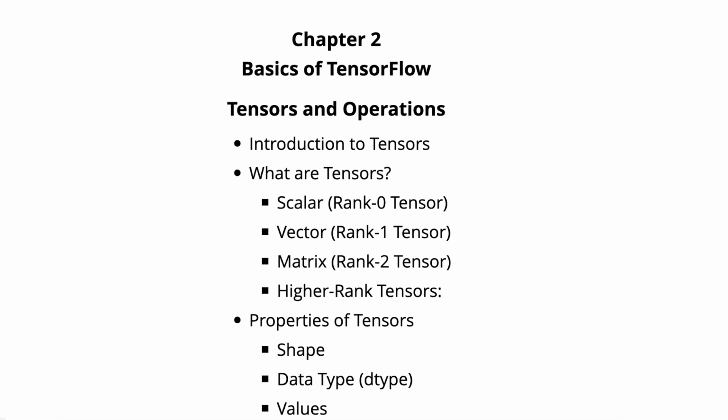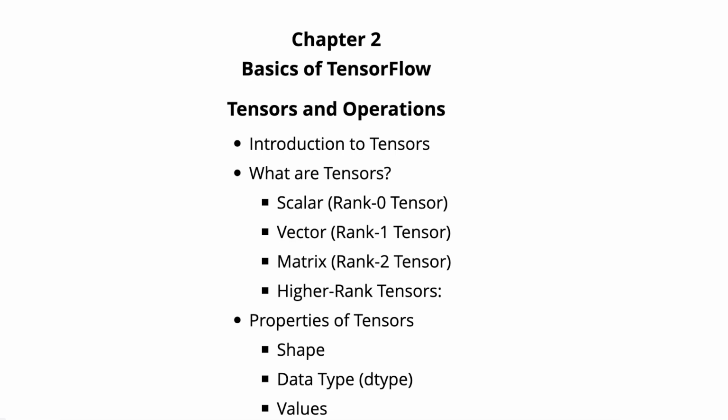The scalar, which is a rank 0 tensor. A scalar is a single numerical value such as a floating point number or an integer. It has 0 dimensions. Next one is vector, which is a rank 1 tensor. A vector is a one-dimensional array of numbers arranged in a single line. Examples include a list of numbers or a row or column from a matrix.